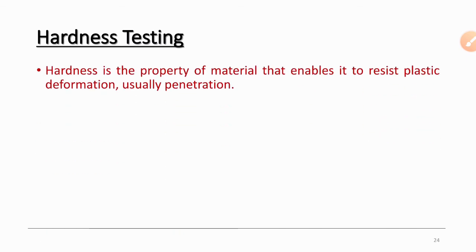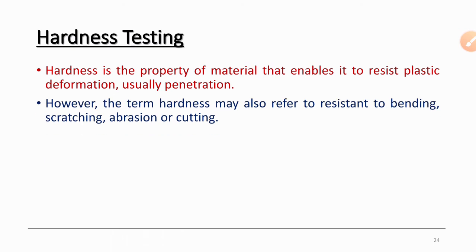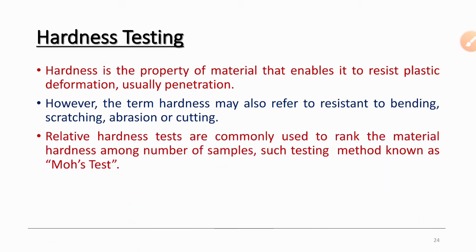Hardness is the property of material that enables it to resist plastic deformation and usually penetration. We already discussed it in unit number 1. What is hardness? Resistance to penetration, resistance to scratch, resistance to abrasion is the hardness. However, the term hardness may also refer to resistance to bending, scratching, abrasion and cutting. Relative hardness tests are commonly used to rank the material hardness among a number of samples. Such testing method is known as Mohs test.